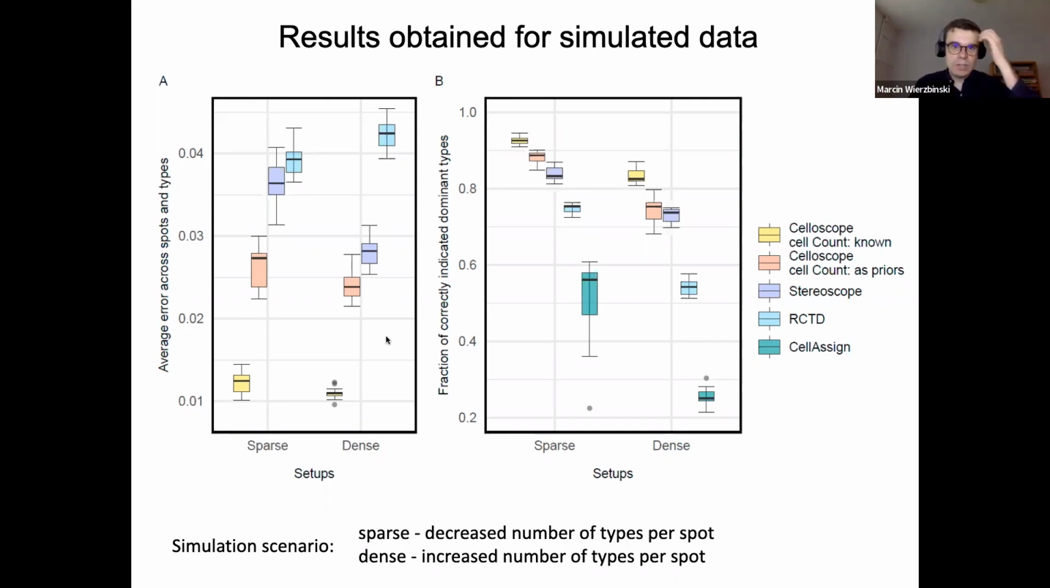this information, and also we sampled the marker gene array and some information from that. Of course, Celloscope was compared with 4 methods like cell assign, RCTD, and stereoscope, and the 2 settings, when our cell count is known, and also when the cell count we have as a priori.